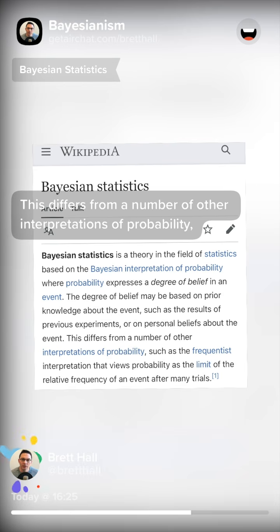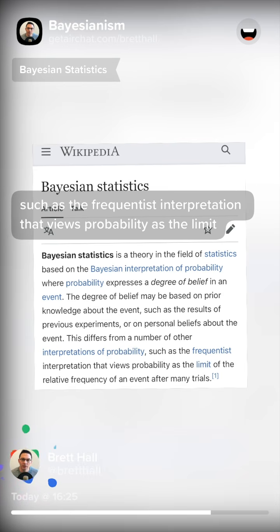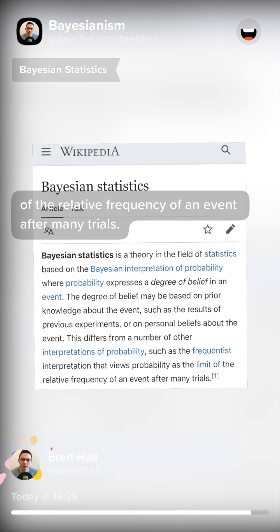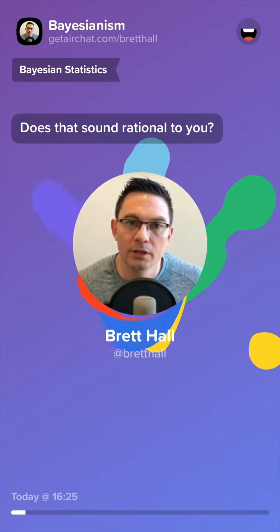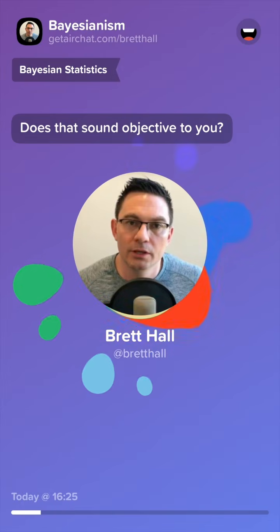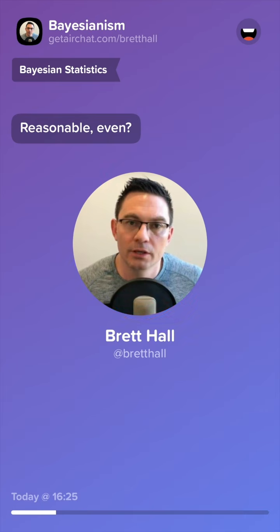This differs from a number of other interpretations of probability, such as the frequentist interpretation that views probability as the limit of the relative frequency of an event after many trials. Does that sound rational to you? Does that sound objective to you? Reasonable even? That's what Bayesian statistics is.